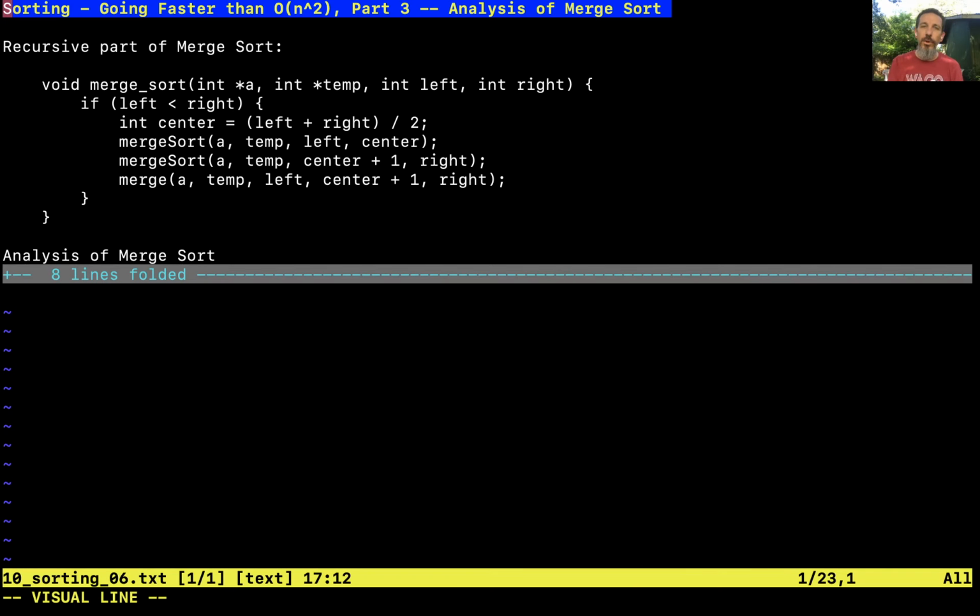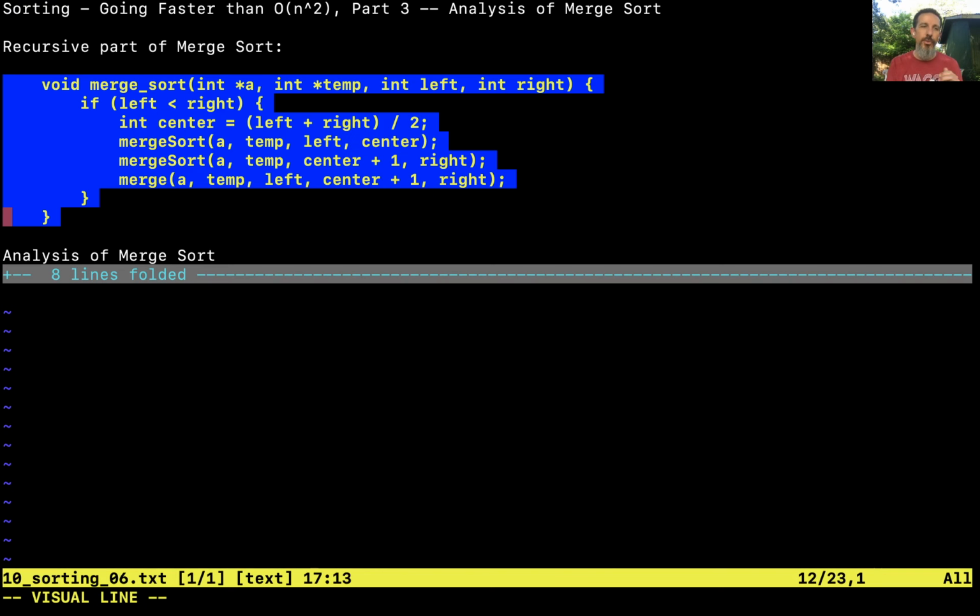Welcome back. We're going to talk now about how we would analyze the merge sort algorithm, which, as you recall, is a recursive algorithm. And so standard analysis tools fall apart a little bit, at least the ones that we've talked about so far. As a reminder, here's the recursive portion of merge sort.